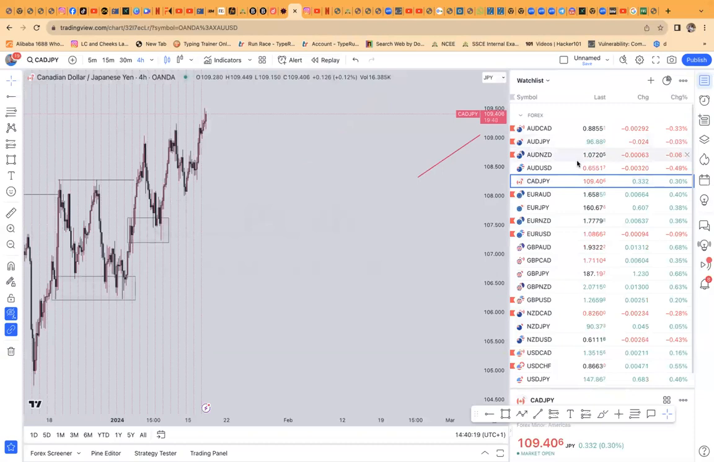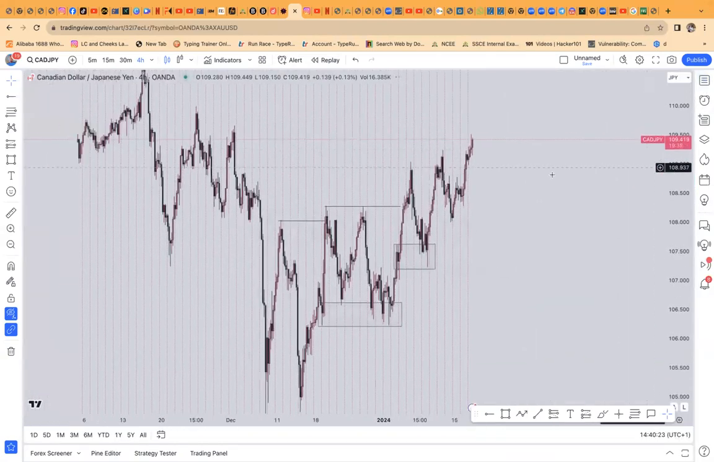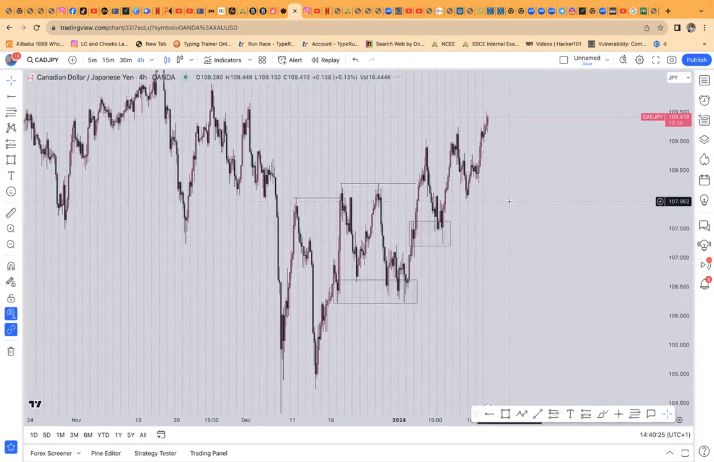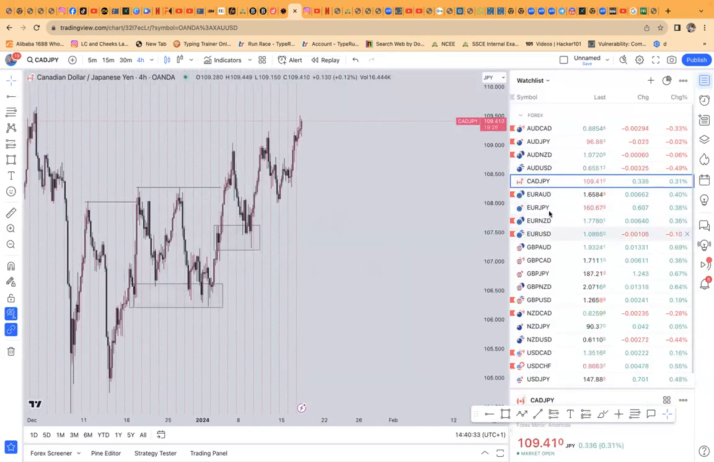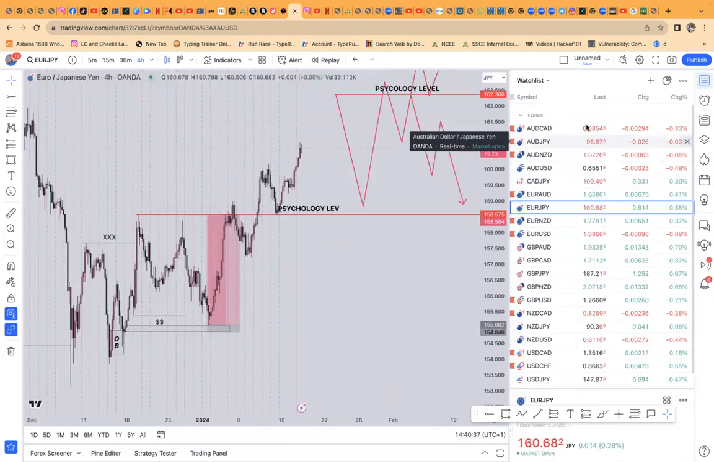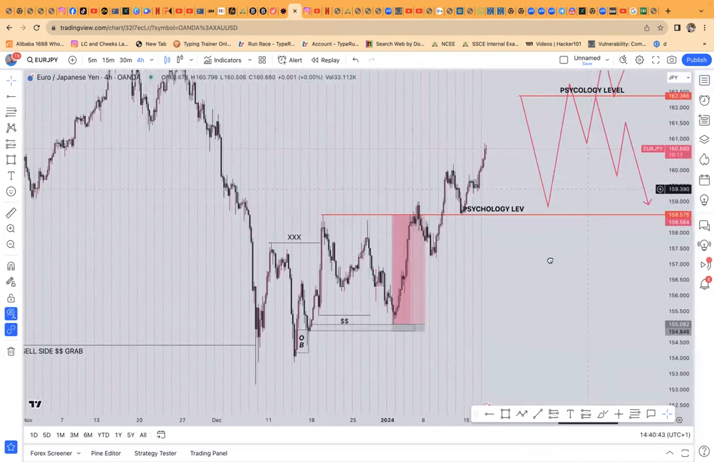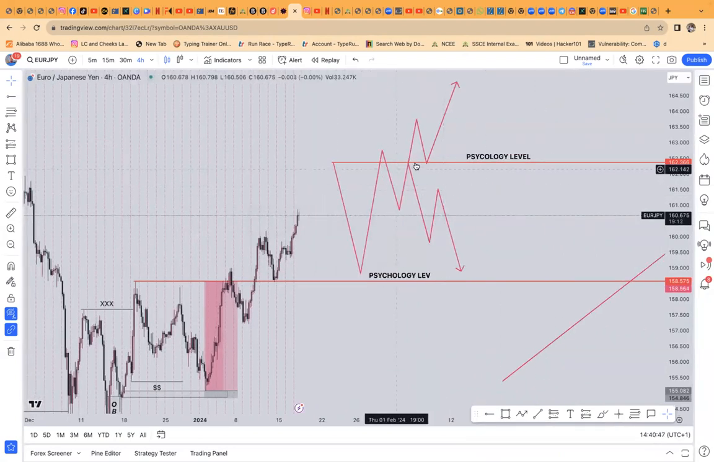And for CAD JPY, just to display what we were talking about and the explanation we gave on the continuation, I did some breakdown here on Euro JPY first. Let's go to Euro JPY, then we can now come back to CAD JPY. Now, this is JPY, and these are what I taught us just now. You can see it.